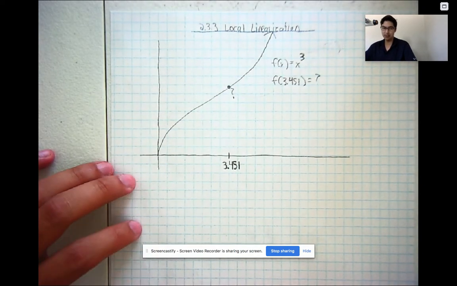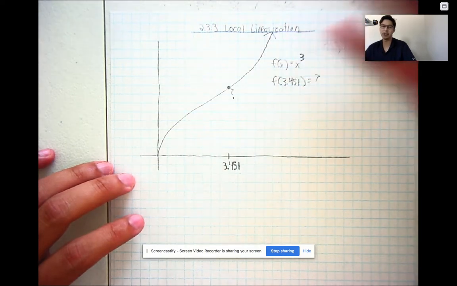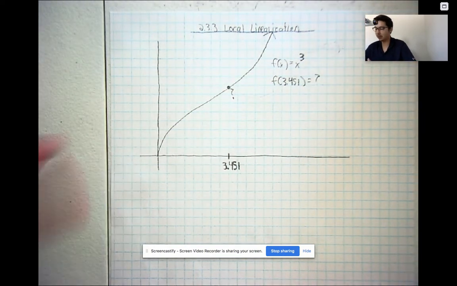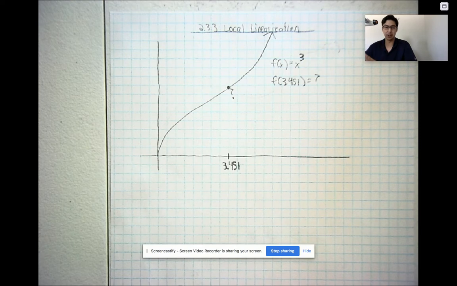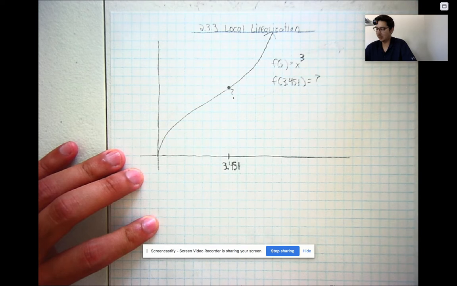Now, in today's world, we have calculators that we could just plug that into x to the third and they can calculate it for us. But this was really big back in the day when there weren't calculators, when people had to work things out with their sense of numbers and just how different algorithms work, how addition, subtraction, multiplication, division works. All right. Now, how did they get 3.451? They would approximate the value.